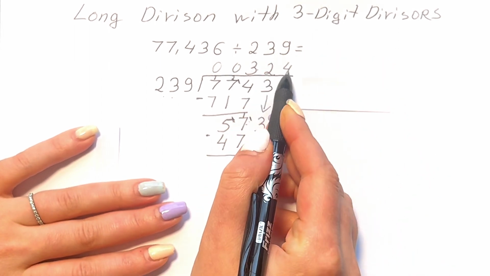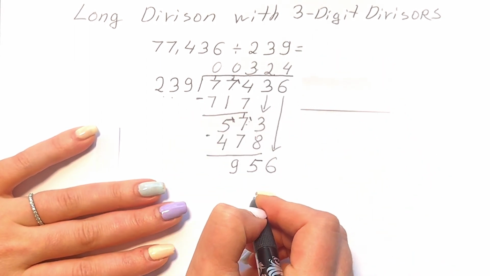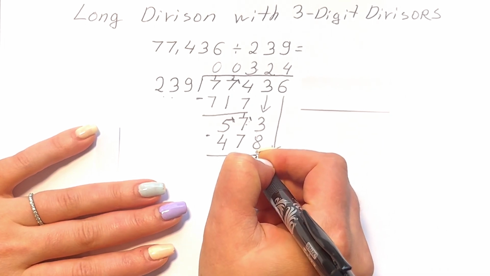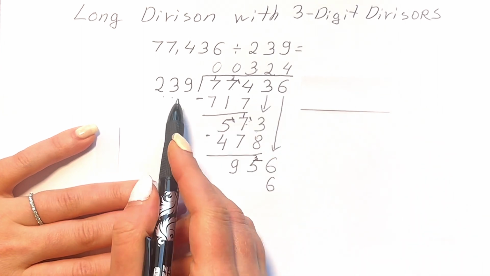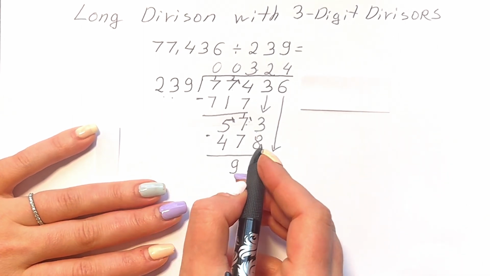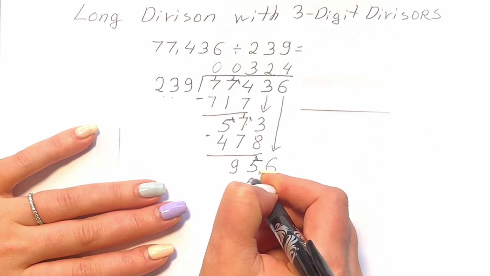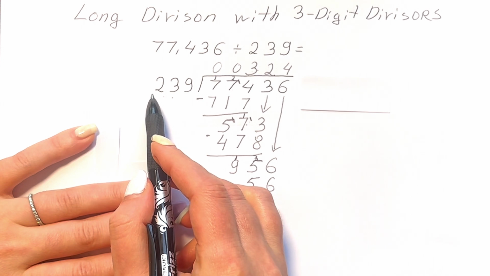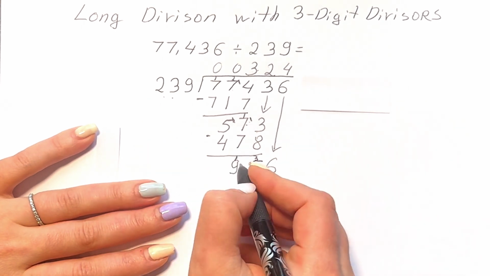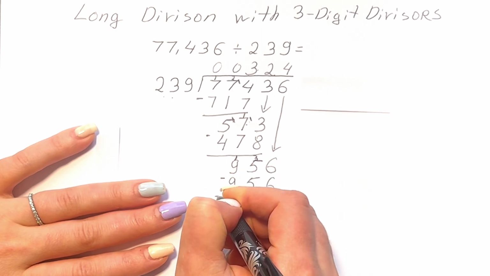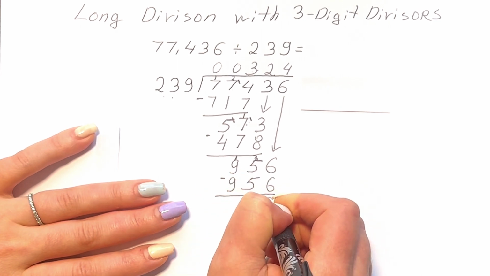Let's check it. 4 times 9 is 36. I'm gonna put the 6 and carry 3. 4 times 3, 12. 3 more will be 15. I'm gonna put the 5 and carry 1. 4 times 2 is 8. 1 more will be 9. Let's subtract and get the remainder, which is 0.